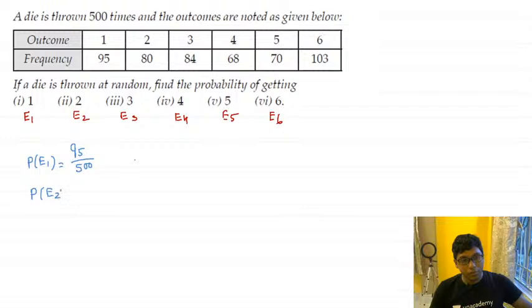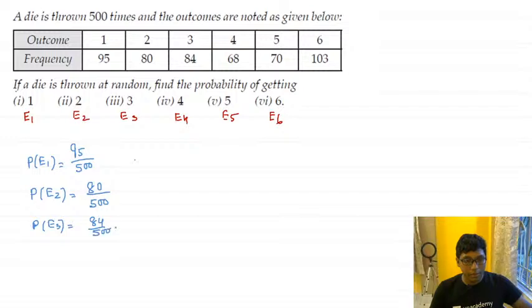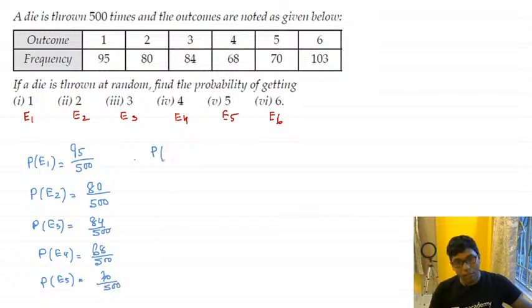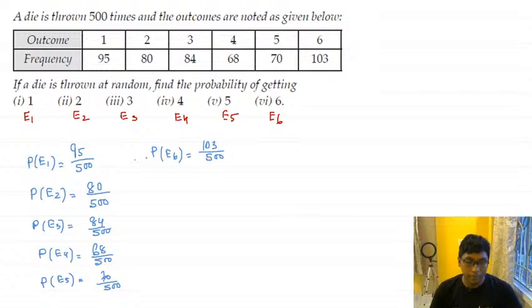Probability of event 2 is going to be 80 by 500, because we got 80 times 2 when we threw the coin 500 times. Probability of event 3 is going to be very simple, 84 by 500, right? Probability of event 4 is going to be 68 by 500. Probability of event 5 is going to be 70 by 500, and probability of event 6 is going to be 103 by 500. Okay, so these are the different ways we can predict the probability of every event.